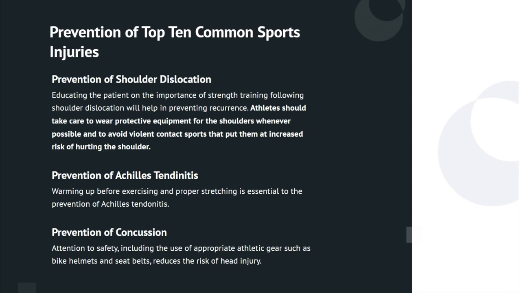Prevention of Achilles tendinitis. Warming up before exercising and proper stretching is essential to the prevention of Achilles tendinitis. Prevention of concussion. Attention to safety, including the use of appropriate athletic gear such as bike helmets and seat belts, reduces the risk of head injury.